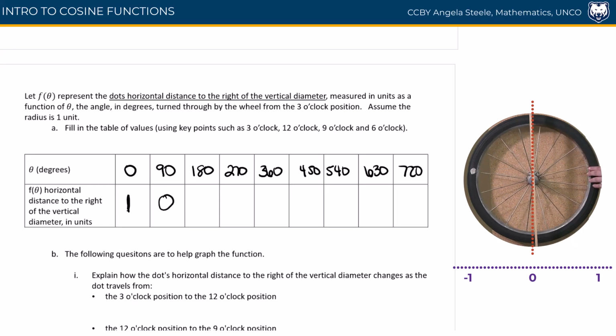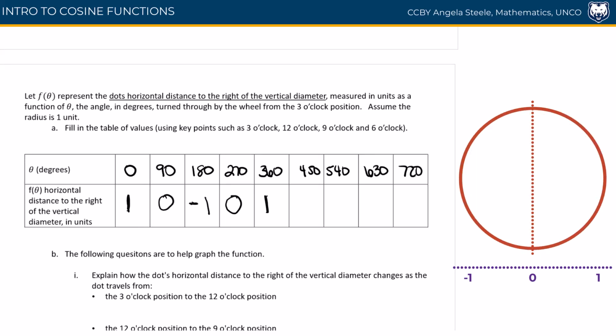At 180 degrees, that means we are at the 9 o'clock position. And notice the dot is to the left of our vertical line. So that means we are -1 units away from that vertical line. So meaning we're 1 unit to the left. Moving to our 6 o'clock position, our dot is right on the vertical diameter, so we're back at 0. And then the 360 means we're back at our 3 o'clock position, and we are going to be 1 unit to the right. And then we keep going around the circles.